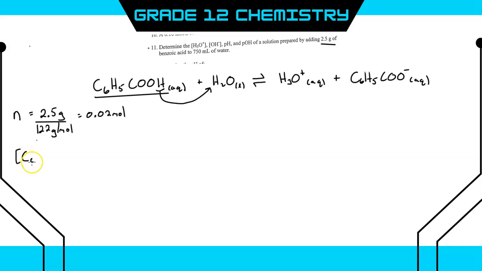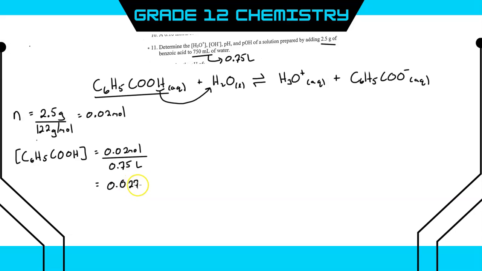And next, concentration. So what's the concentration of benzoic acid? Well, we know the number of moles now, and in the question, they give us volume. We're just going to convert that to liters, so 0.75 liters, and concentration is moles divided by volume. And that gives us a concentration of 0.027 moles per liter.